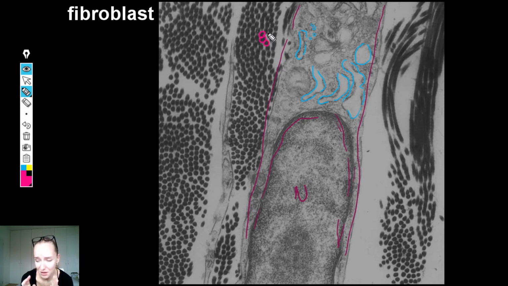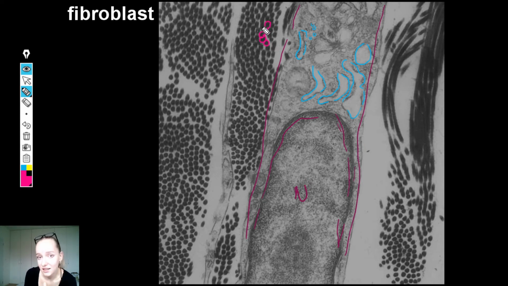And please remember collagen synthesis. It's very important to know collagen synthesis during oral exams and also for the tests. So you should know it. What's happening really in the fibroblast and what's happening outside of the fibroblast.